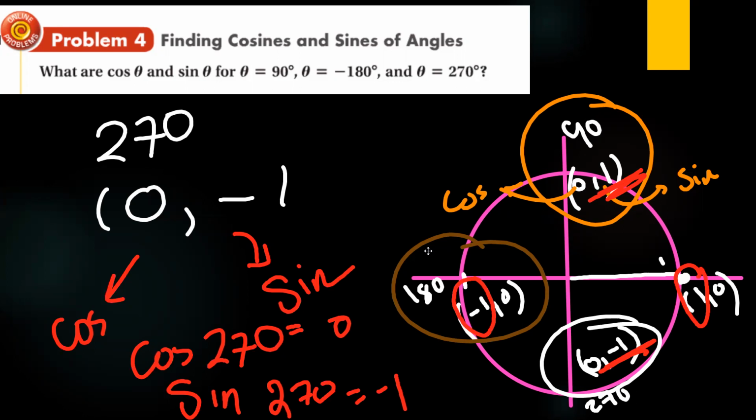Just to help you memorize them: for the sine of 0 and 180, they are the same. But the cosine, one is 1 and the other is negative 1. And the same for 90 and 270. They have the same cosine, but opposite sign. One is positive 1 and the other is negative 1. Is it clear? Yes, teacher.